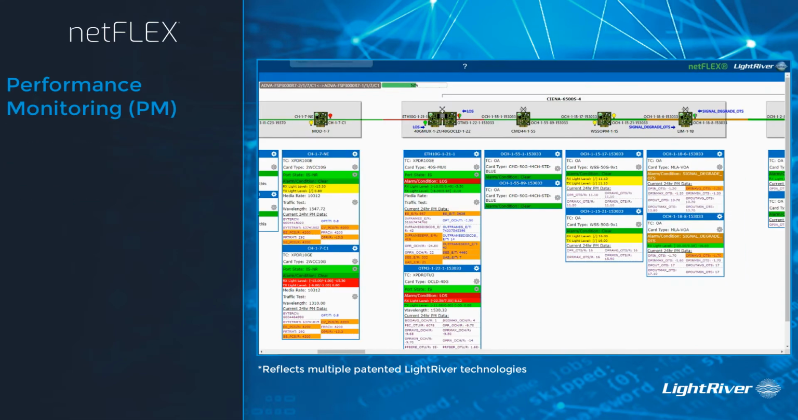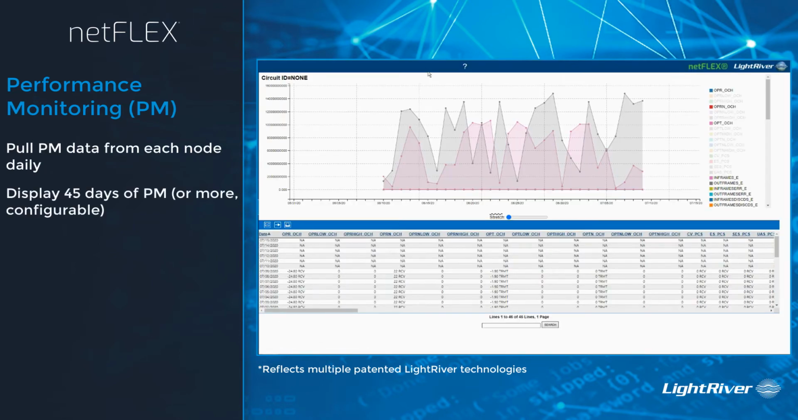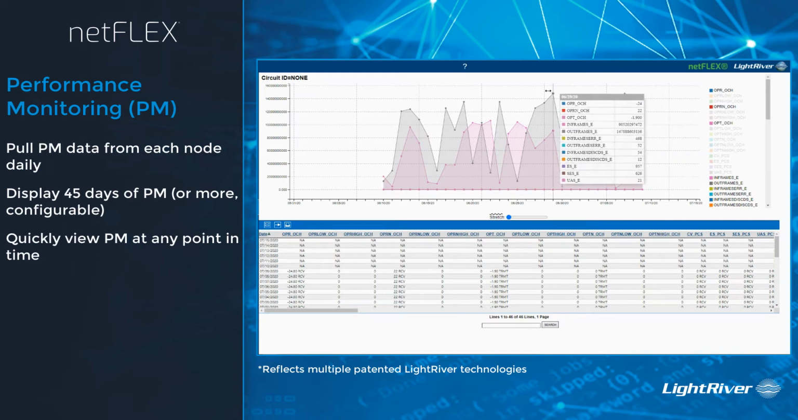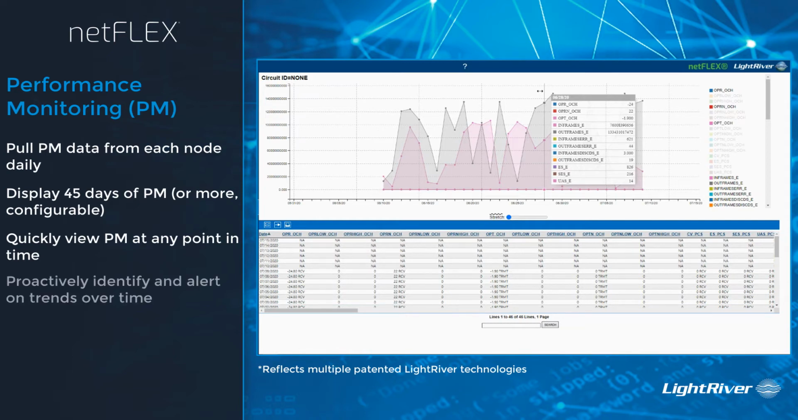Now we do go out every single night and we pull PM from every single one of these nodes, and that allows me to immediately show a historical 45 days worth of PM. So if I hover over this, you can see we've got the optical power on that interface, the inbound and outbound frames, any errors that occurred, and all those different days combined.